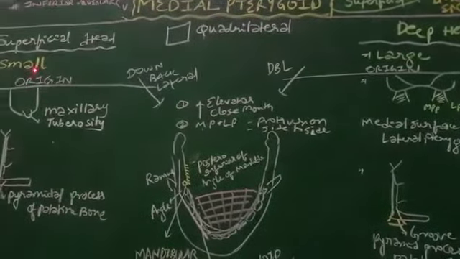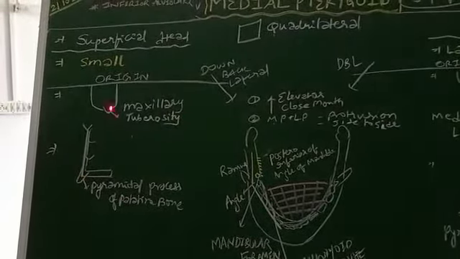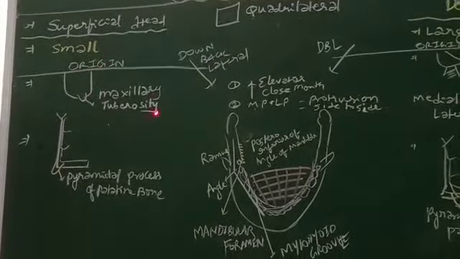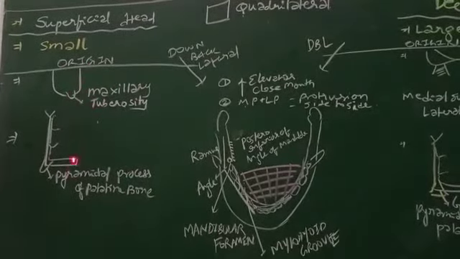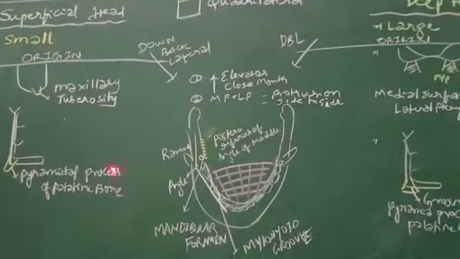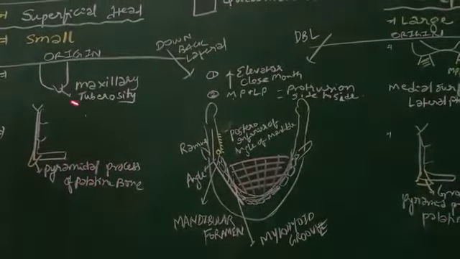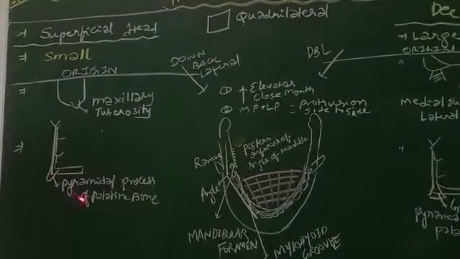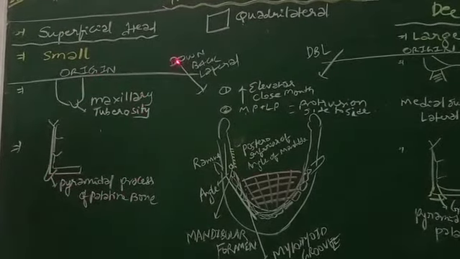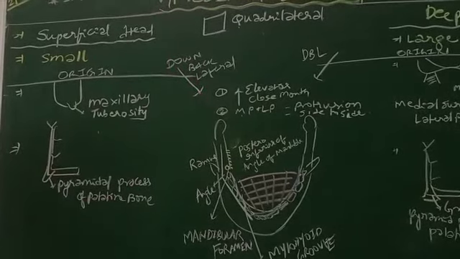For the smaller superficial head, the origin is from the maxillary tuberosity, behind the maxilla, and also the pyramidal process of the palatine bone. So the maxillary tuberosity and the pyramidal process of the palatine bone form the smaller head. It runs downwards, backwards and laterally.